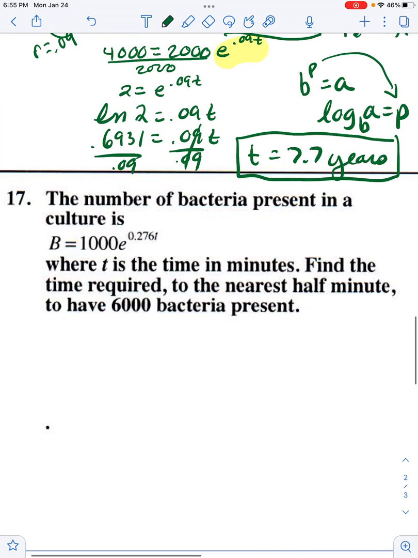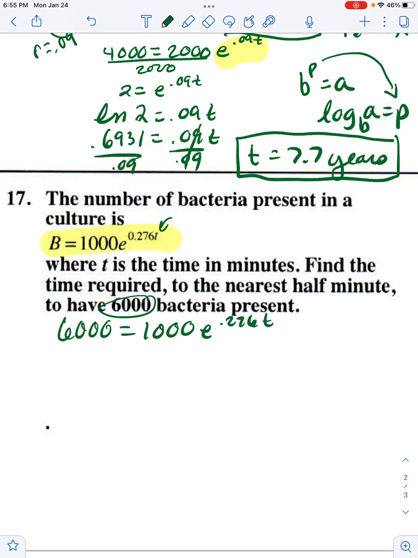Okay, so let's see. The number of bacteria present in a culture is this. So, okay, they gave me the formula. This is an exponential formula because my exponent, my variable, is in the power. So when I don't know that part, I have to use logs ultimately to solve. Let's see, I want 6,000 at the end. So I'm going to have 6,000. This is going to be solving exactly like the last one was in terms of the process.